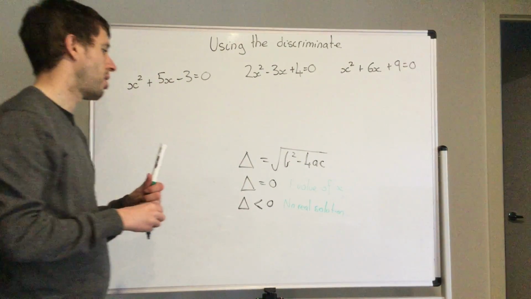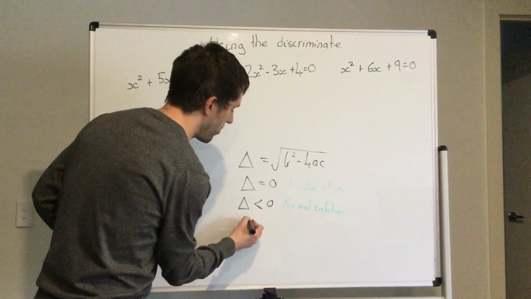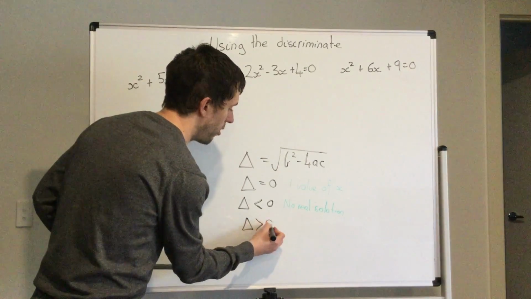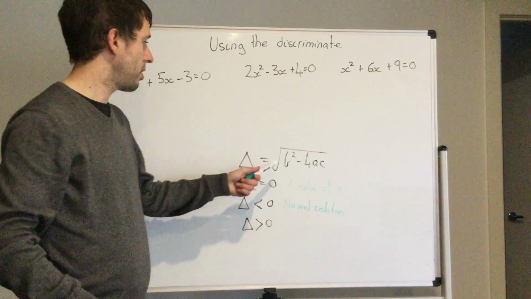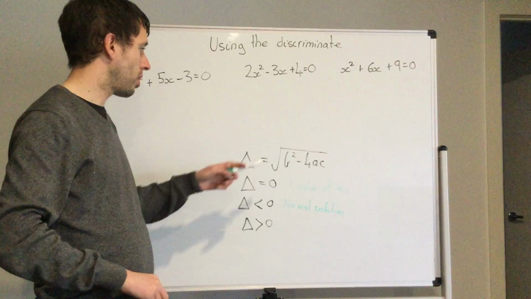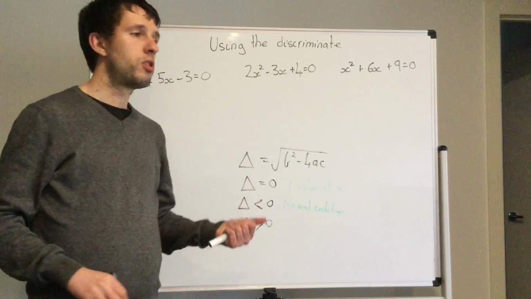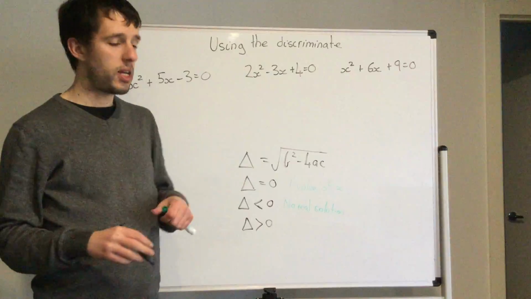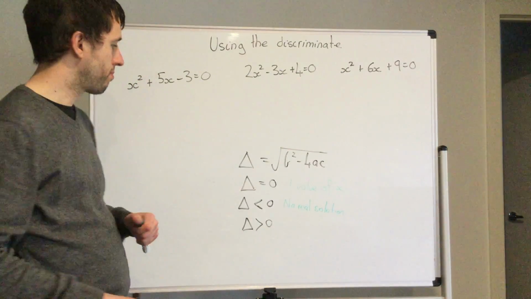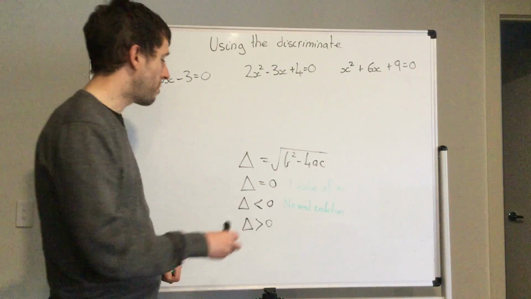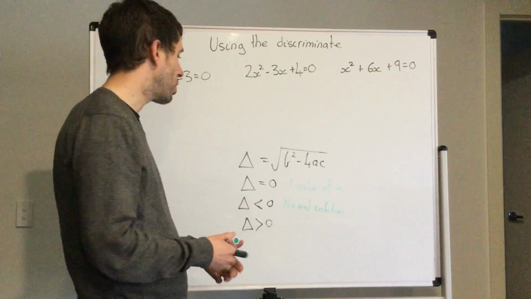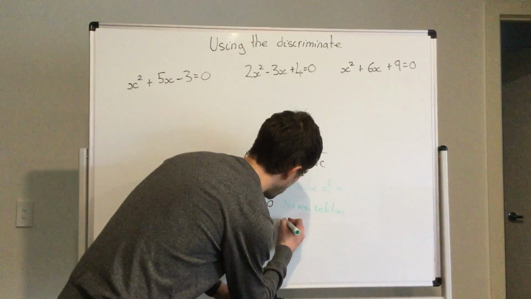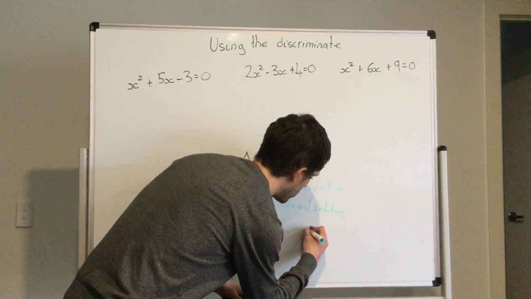Now, if our discriminant is greater than 0, well, the square root of 4 can be 2, but it can be a positive 2 or it can be a negative 2. So because of that, it just means that we can have two real solutions.